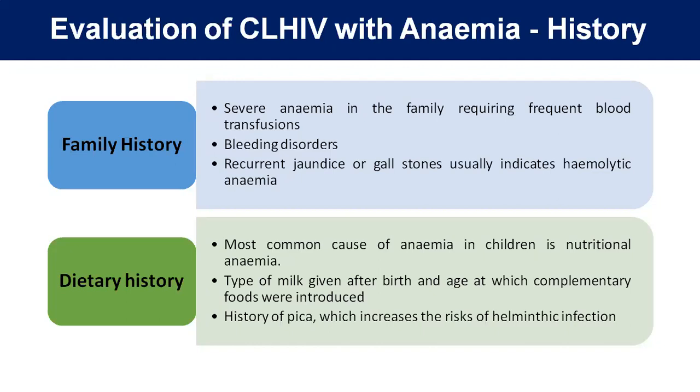Next, we have to ask about the diet of the child. Most common cause of anemia in children is nutritional anemia, be it HIV or non-HIV. The type of milk given after birth and age at which complementary foods were introduced, we have to ask. A child who had a faulty weaning process will have anemia. If there is excessive intake of milk with reduced intake of other food groups, the child will have anemia. History of pica, we have to ask, which increases the risk of helminthic infection and cause a chronic GI blood loss. That may also present with anemia.